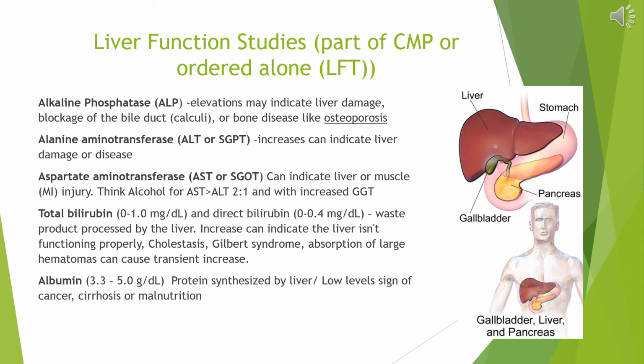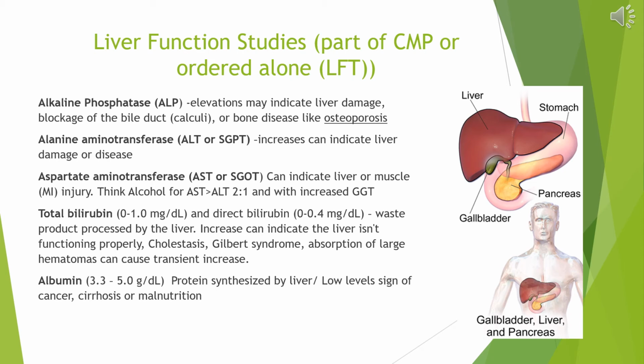The ALT will increase with liver damage or disease. And your AST, an elevation can indicate a liver or muscle injury, such as MI. You want to be thinking alcohol for an AST that's greater than an ALT 2 to 1, and if you also see an increased GGT.